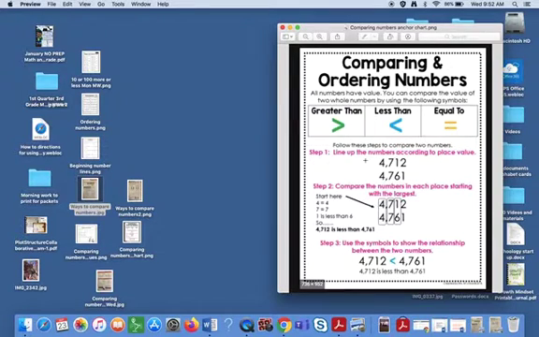Step 1, line up the numbers according to place value. So you line up the ones, the tens, the hundreds, and the thousands. Then it says step 2, compare the numbers in each place starting with the largest. So we're starting with the largest place value. They both have 4s here. Now they both have 7s in the hundreds place. But over here in the tens place, one has a 1 and the other one has a 6. 1 is less than 6, so we know that 4,712 is less than 4,761.